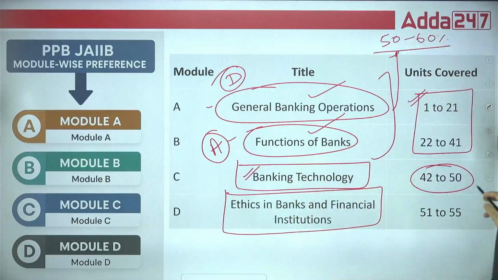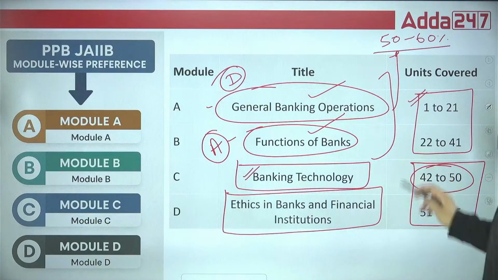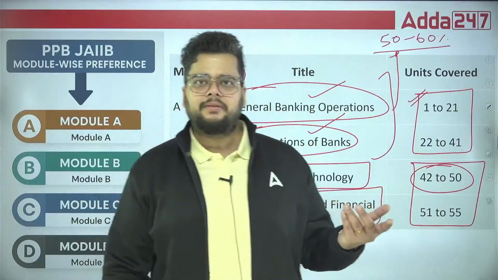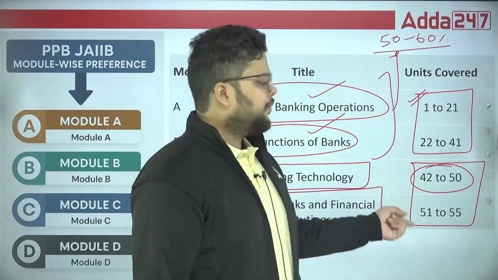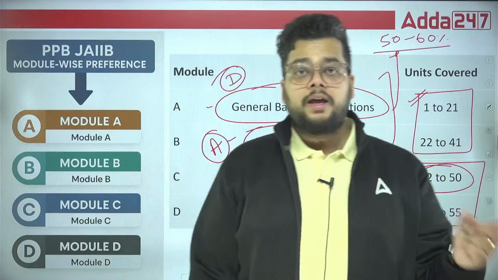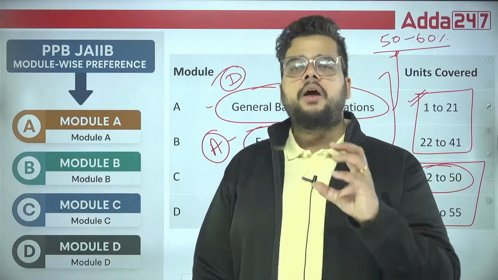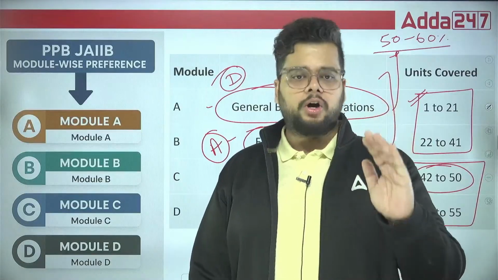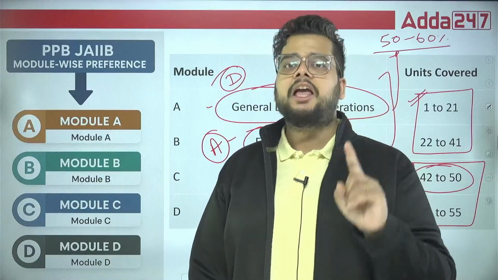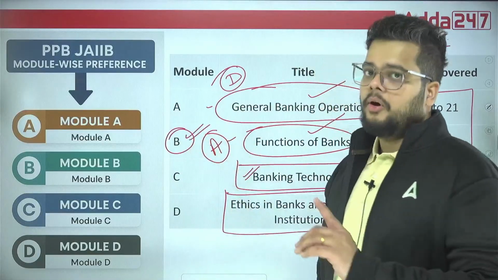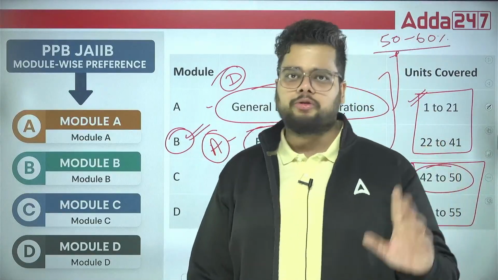Why? Because total number of units are only 55. After 41, you are left with what? Only 14 units, which are being distributed between these two modules. Okay, so 41 units, you must have a strong hold on those. Only then you should focus on module C and D. But first priority must be given to module B. This is the most important module. Direct questions will be asked in May 2026 examination.